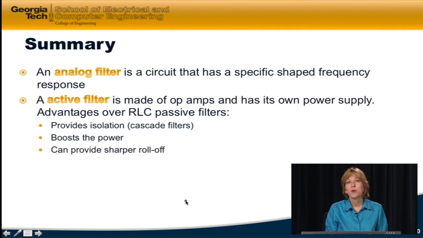So in summary, we've introduced an analog filter. It's just a circuit that has specific shaped frequency response. An active filter is made of op amps, and it has its own power supply. The advantages over an RLC passive filter: it provides isolation, so we can cascade filters. It boosts the power, and as a result of boosting the power, we can provide sharper roll-off. To provide sharp roll-off with a passive filter, I have to keep adding components, and I'm going to be using more power. Well, I can be adding components to an active filter, and because it has its own power supply, I'm not going to be depleting the power as much, and so I can get a sharper roll-off.